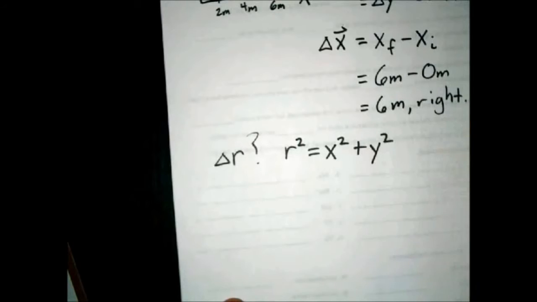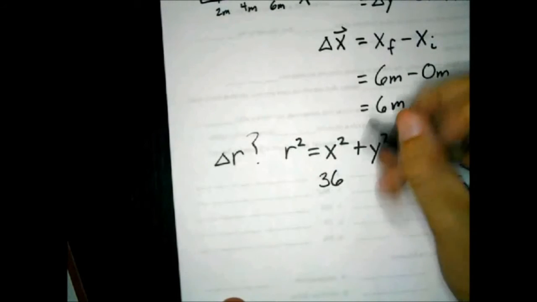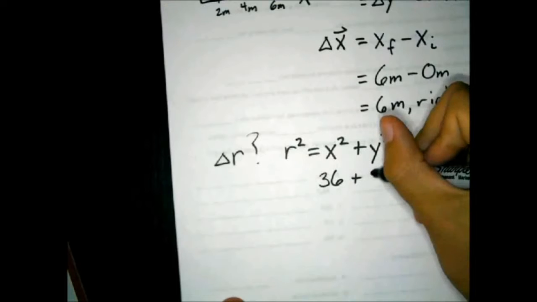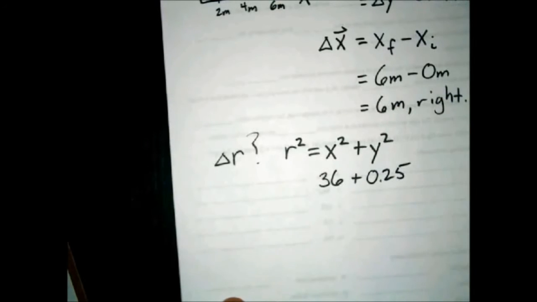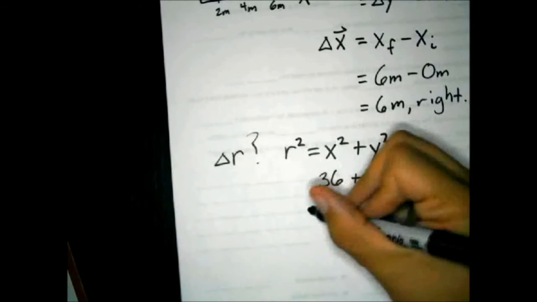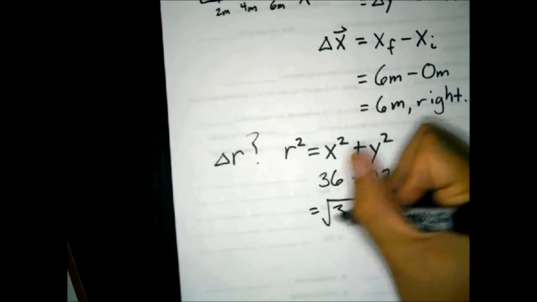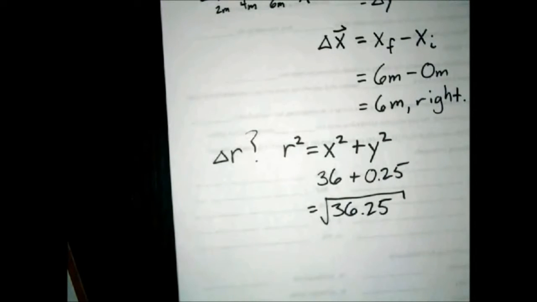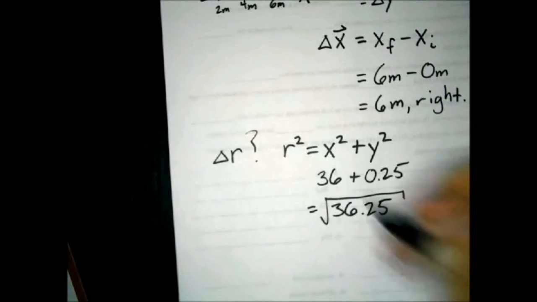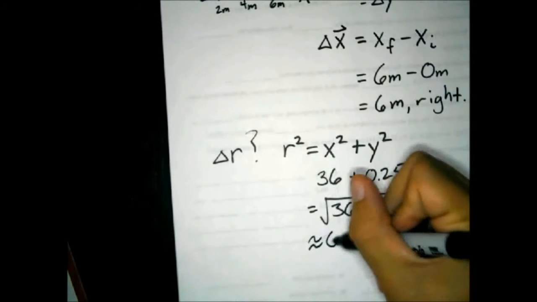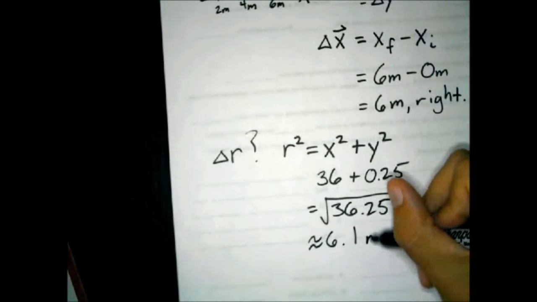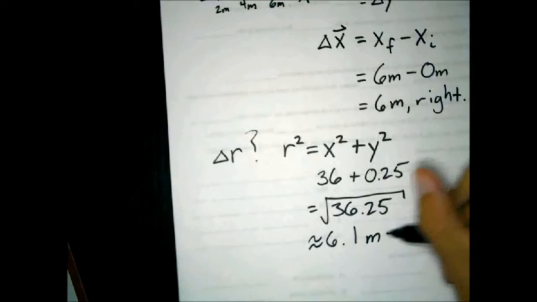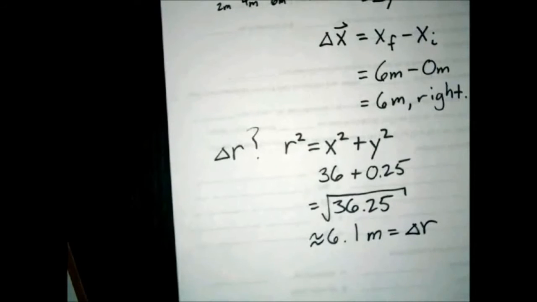So, really quick, 36 plus 0.25 gives me 36.25, probably something like 6.1, 6.2. Okay.